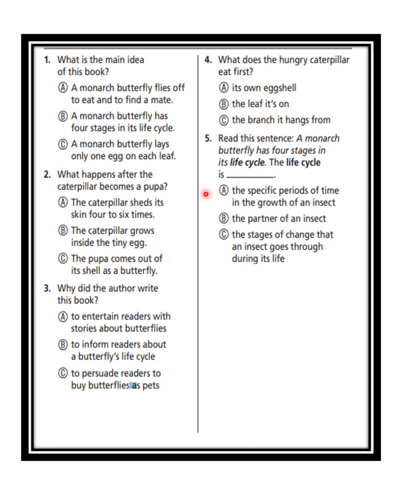A, the specific periods of time in the growth of an insect. B, the partner of an insect. Or C, the stages of change that an insect goes through during its life. The life cycle. If you said C, you are absolutely correct. Good job.